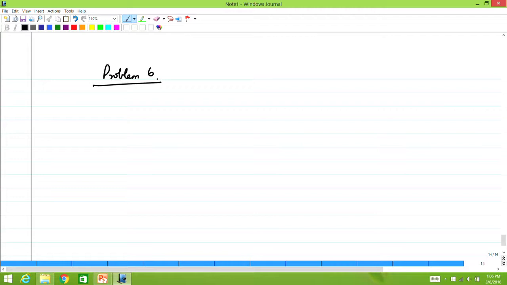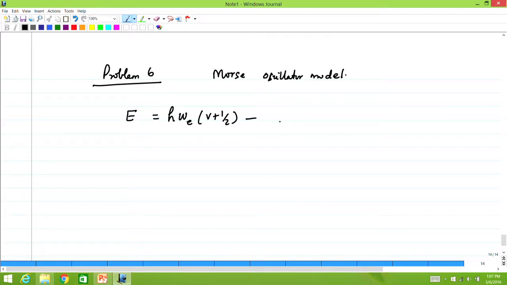Okay. Problem 6 is on a Morse oscillator model. Please remember the Morse oscillator model, the energies are given as h omega_e (v plus a half) minus h omega_e x_e (v plus a half) whole square. Here I am using omega_e in terms of wave numbers. This is the expression for the Morse oscillator energies.